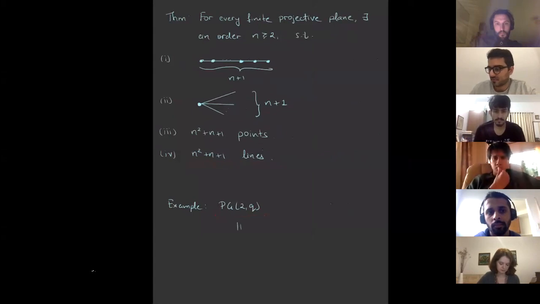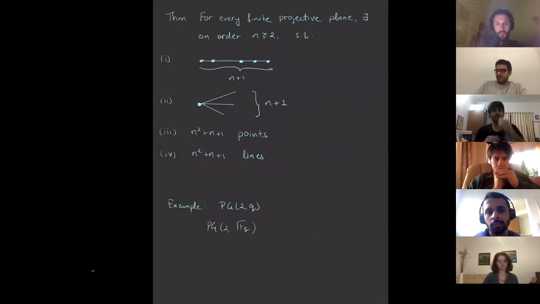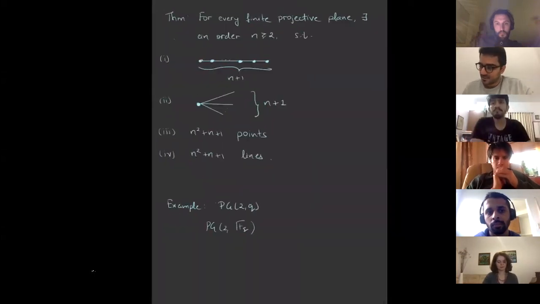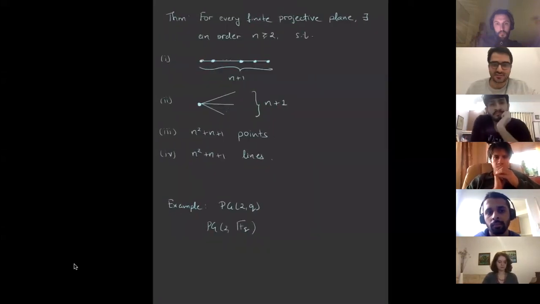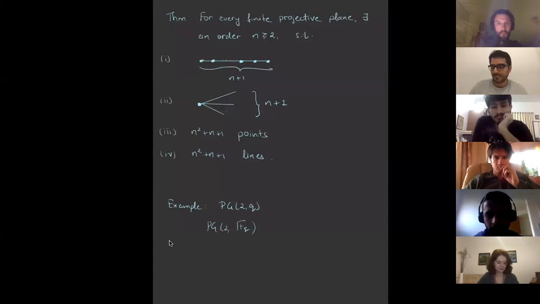This is F_q. We are working over the finite field, and that gives me a finite projective plane of order q. Any questions for projective planes? Maybe it was too fast. If not, then okay, I'll move on.